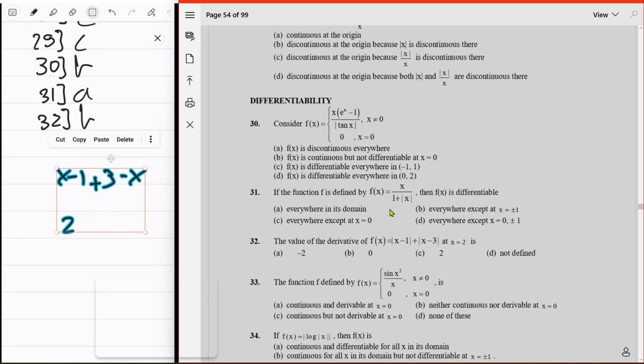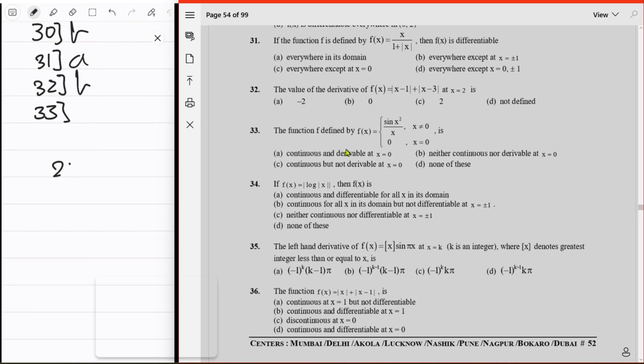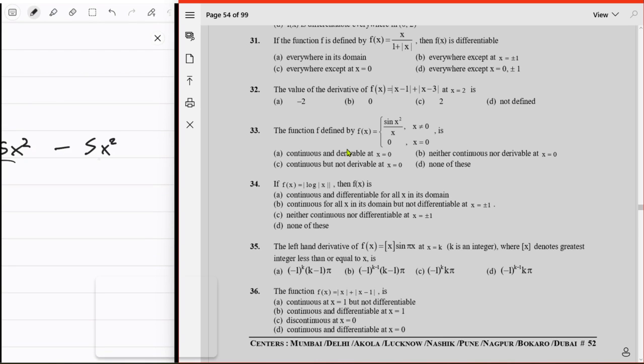Next question, 33. The function f defined by this is of x squared. Wow, that's interesting. So it's 0, right? The limit is 0. So yeah, okay. What about the derivative though? So check the derivative first of all. It's like 2x cosine of x squared upon x minus sine of x squared upon x squared.